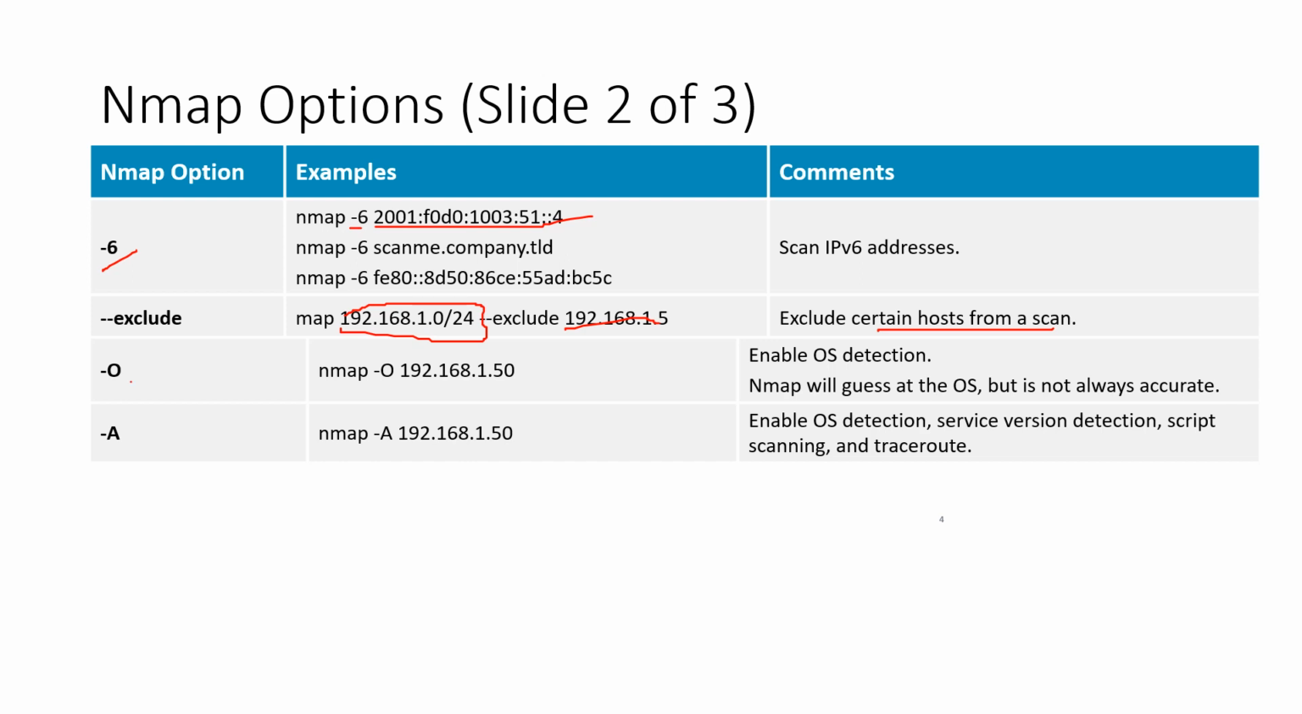And then for you to enable OS detection, the option is -O. And to enable OS detection, service detection, script scanning and traceroute, the option is -A.